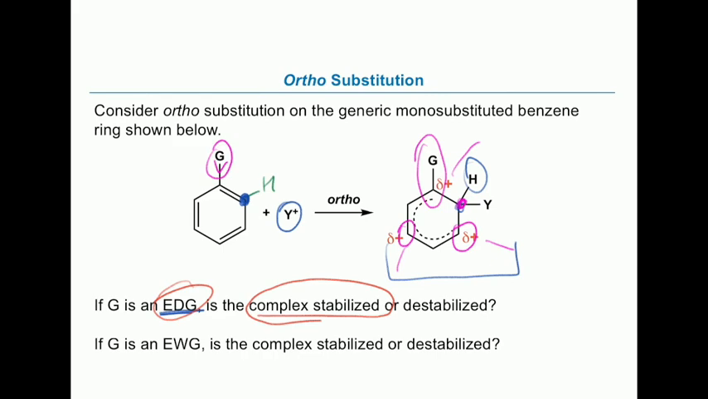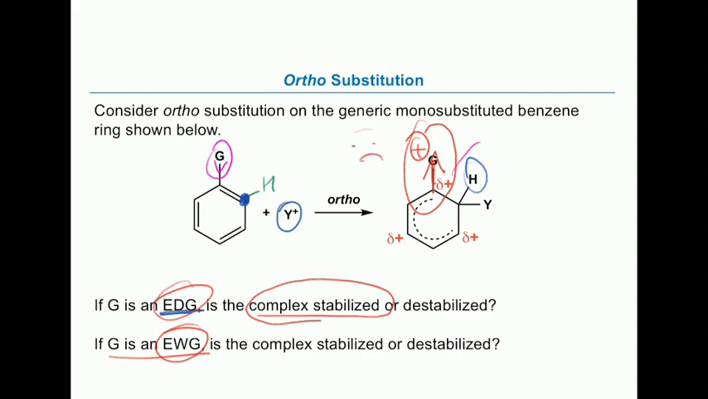If G was electron withdrawing, the opposite is true, right? If G happened to be strongly electron withdrawing or even positively charged, what we've done is created a negative interaction over here. If we pull electron density away, the carbocation now has to deal with this immediately adjacent carbocation. We're putting two coulombically repelling things at that center. So generally, an electron withdrawing group will destabilize ortho substitution.